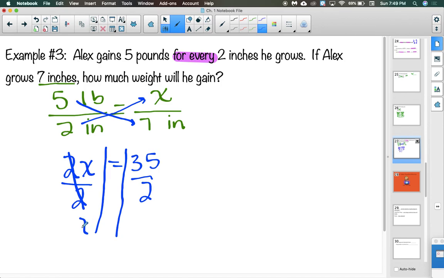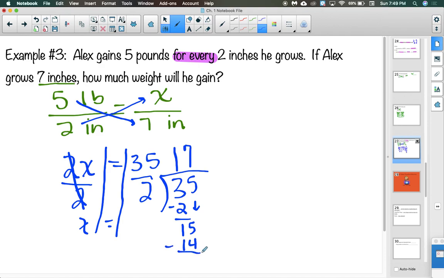And we get X equals 35 divided by 2, which does not work out evenly. So let's just show our math here. 2 goes into 3 once. 1 times 2 is 2. Subtracting, we get a 1. And bring down the 5. 2 goes into 15 7 times. And 2 times 7 is 14. We subtract and we get a 1.